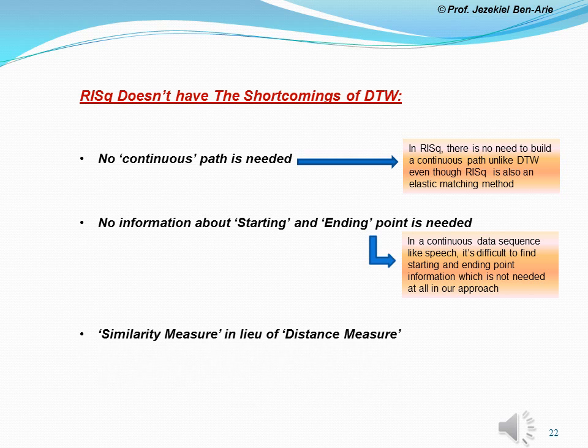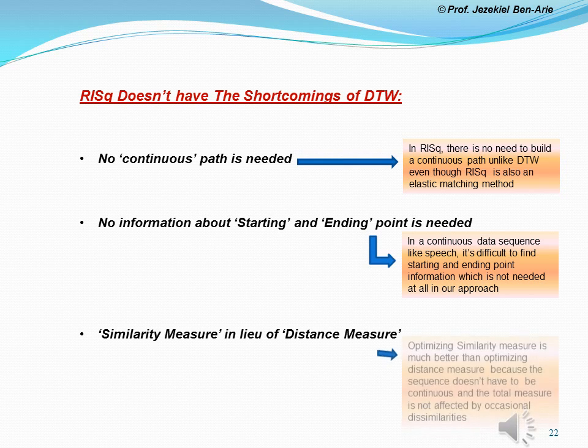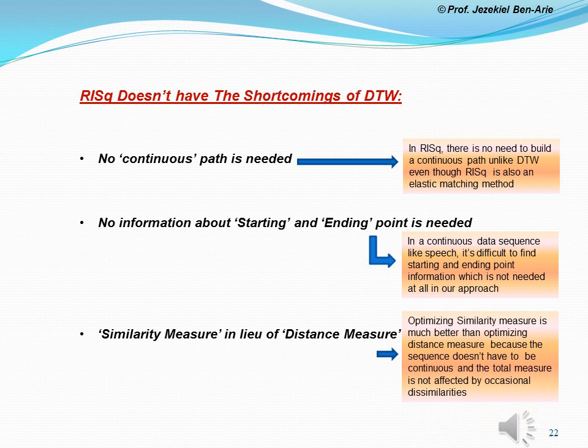Finally, we are using similarity measure instead of distance measure. It is very important because in similarity measure optimization, the sequence doesn't have to be continuous, and the total measure is not affected by occasional dissimilarities.